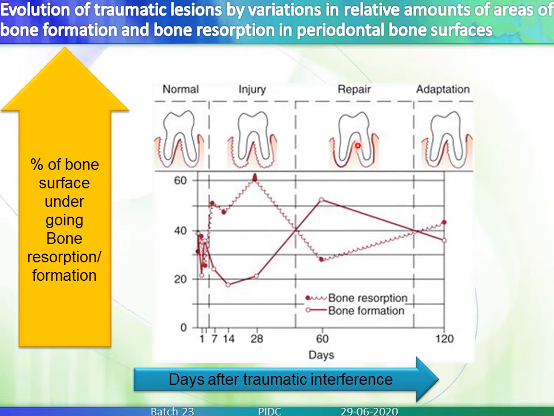And in the case of repair, that is the second stage, bone formation takes place more, as I told you, buttressing bone formation, and resorption decreases. In the third stage, the body starts to adapt to the increased occlusal forces, and bone resorption as well as formation try to go hand in hand. However, resorption leads the way.